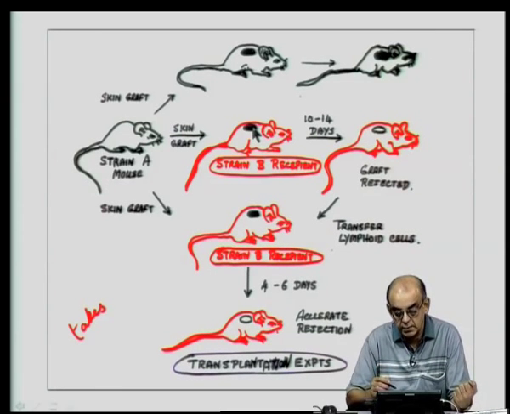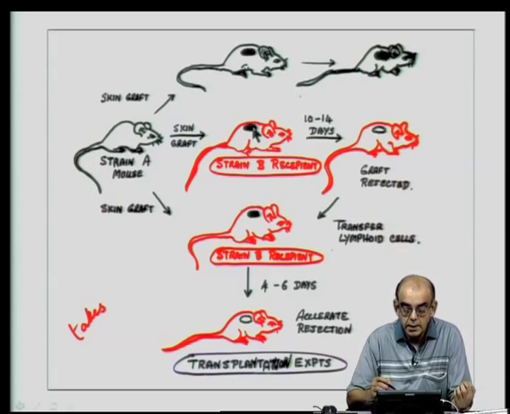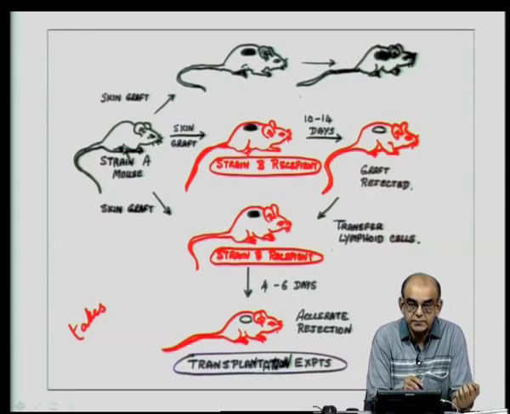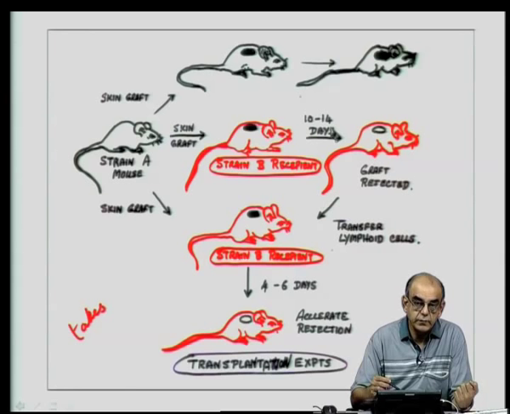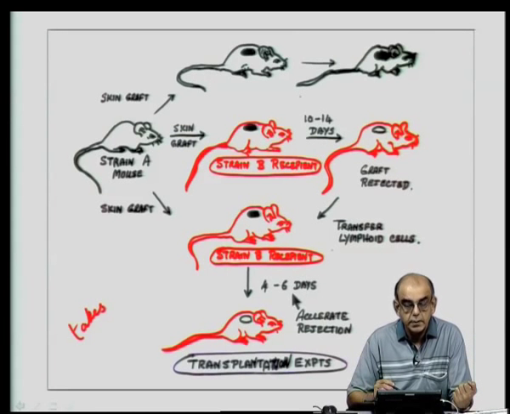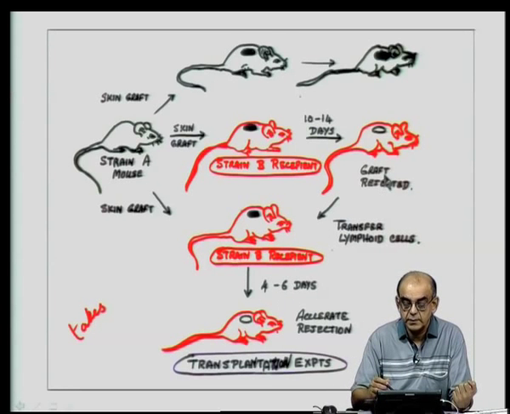exposed to this black skin, after which you take the same piece of skin from the black mouse and graft it onto the back of this white mouse, you find that instead of 10 to 14 days, the graft is rejected within 4 to 6 days, reminiscent of our lectures, signifying that this is a memory response. And this memory was actually transferred because these lymphoid cells, especially, studies have been done to show that a majority of these reactions are due to the transfer of T cells.